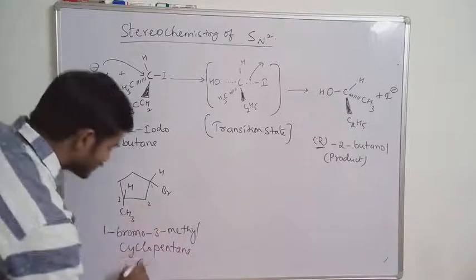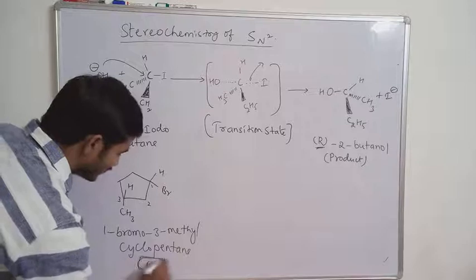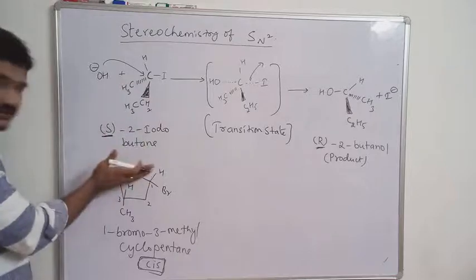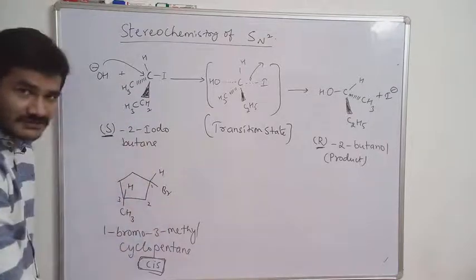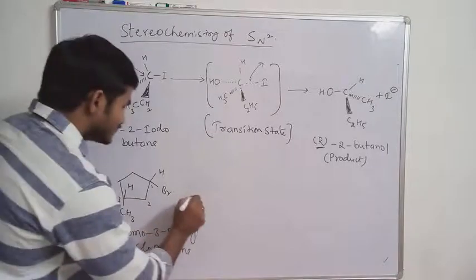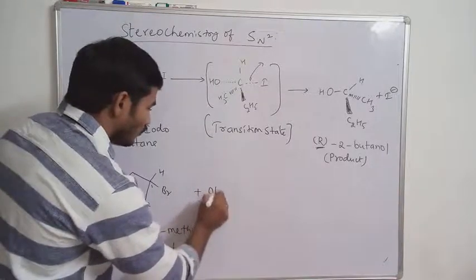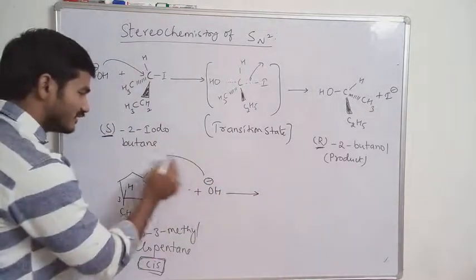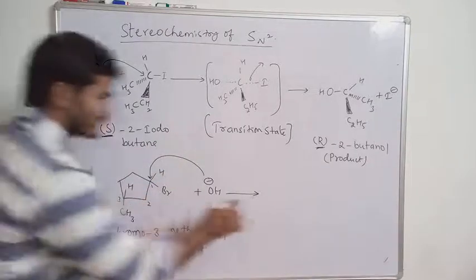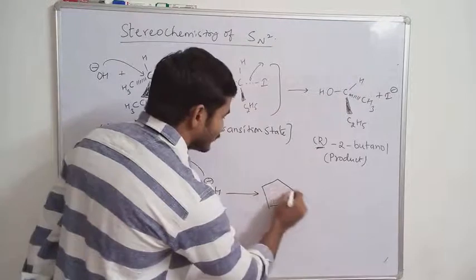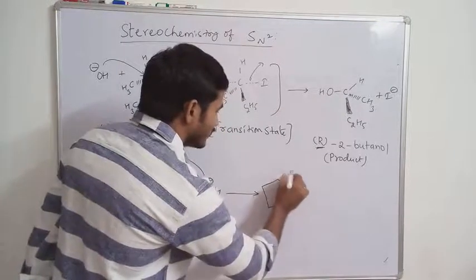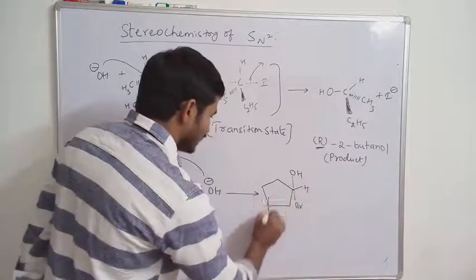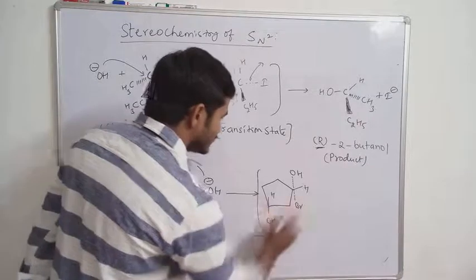This configuration is actually cis. The configuration of this molecule is cis, because the CH3 and the bromine are on the same side, and the two hydrogen atoms are on the opposite side. So this is said to be cis configuration. This reacts with the OH minus nucleophile. What will be the product here? OH minus always attacks from the back side. When OH minus attacks from the back side, it forms an intermediate, a transition state, with OH, Br, H, H, and CH3. This is one transition state.